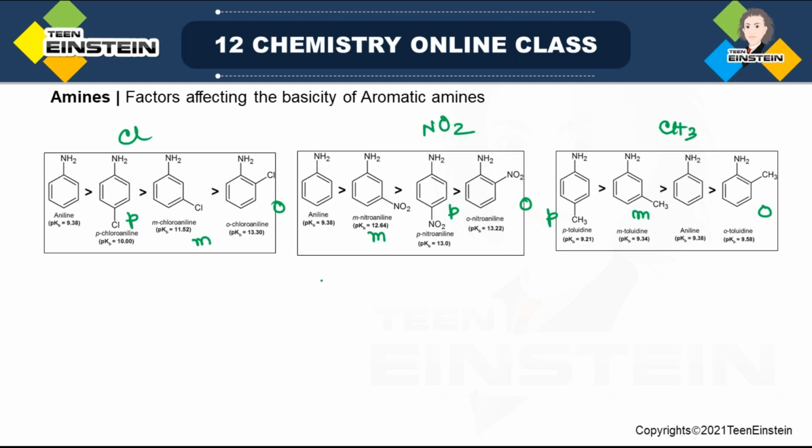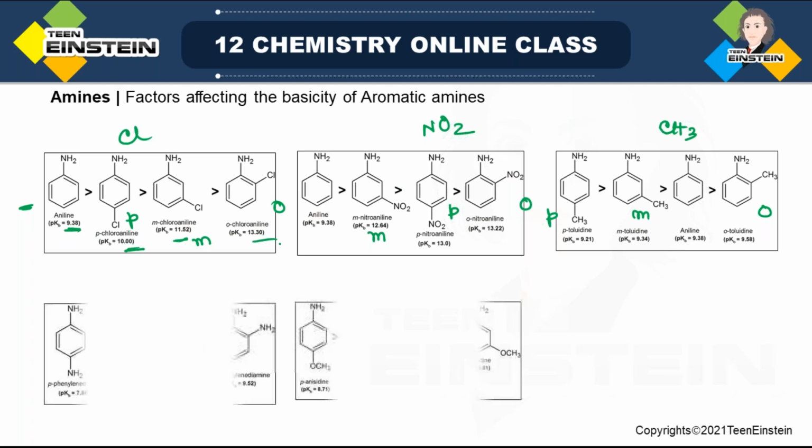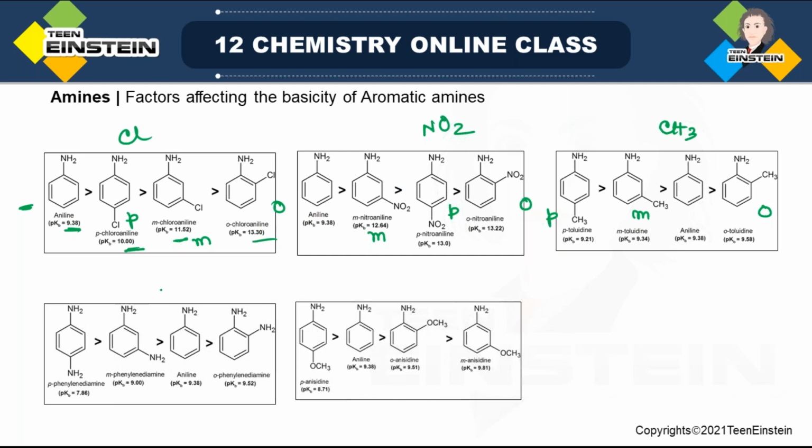Look at the pK values, it will be reverse. If it is maximum basic, that means this value will be minimum. Look at the values 9.38, 10, 11.52, 13.3. That means this aniline is most basic among all these three. The next two are NH2 substituted aniline, that means another NH2 group is there. So this is maximum, then meta, then there is no group, I mean aniline, and ortho. Then we have methoxy. So this is para, ortho, meta.